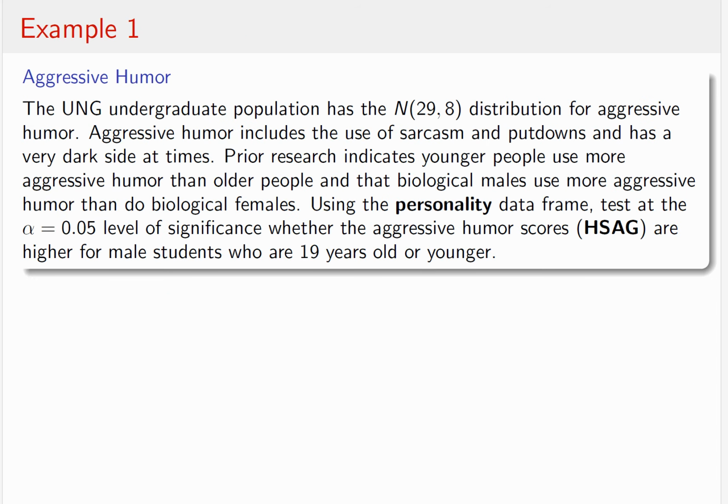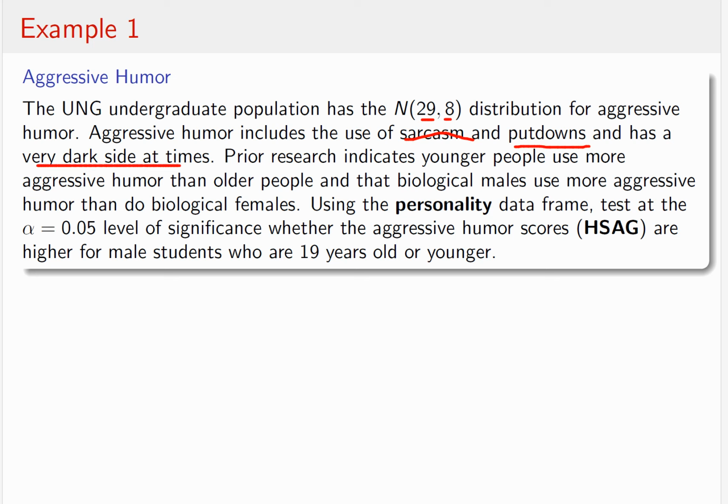Okay, so let's look at example 1, aggressive humor. So we know that the undergraduate population has a normal distribution for aggressive humor with an average of 29 and a standard deviation of 8, okay? So what is aggressive humor?